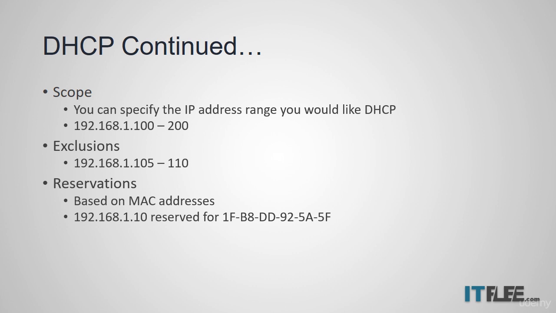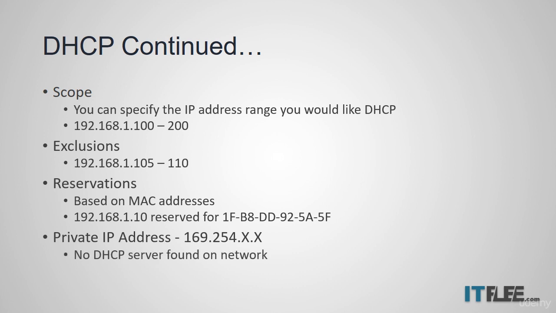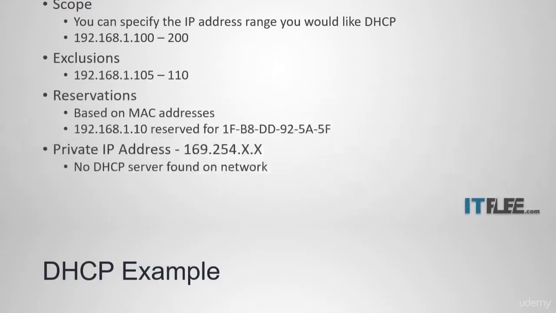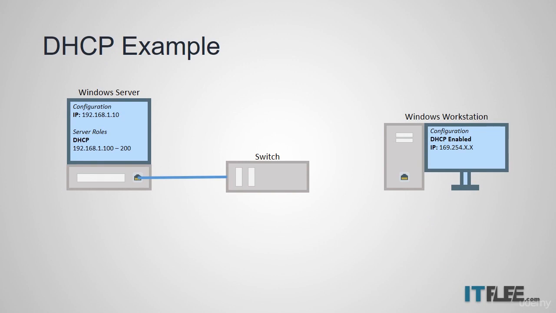Only this server would be able to get that IP address from DHCP. This is different from manually configuring the IP address because we are going to configure the IP address from the DHCP server and not the client computer. If you have a computer that is configured to use DHCP, but it has an IP address starting with 169.254, this is referred to as a private IP address. It means that the computer was unable to find a DHCP server on the network, so it assigned itself that IP address. Now let's take a look at the technical explanation of how DHCP works.